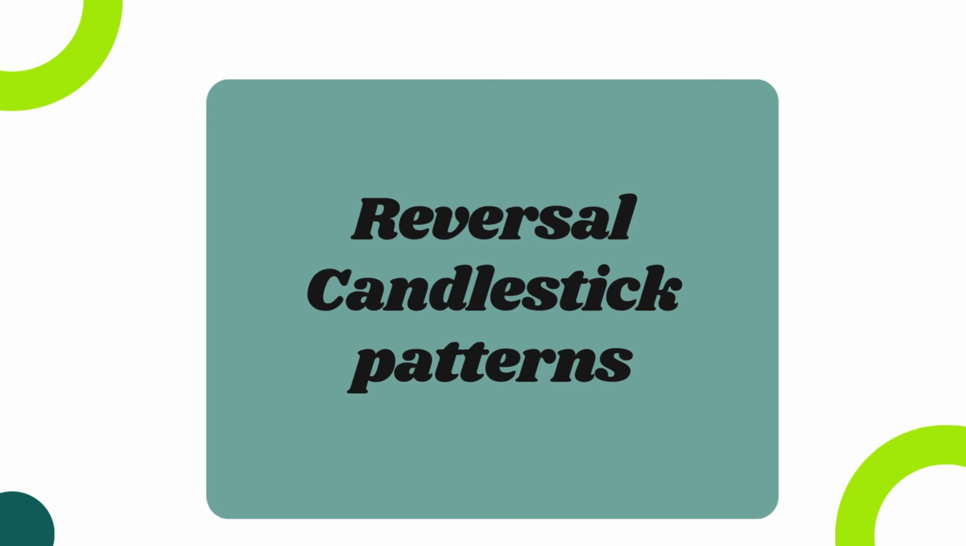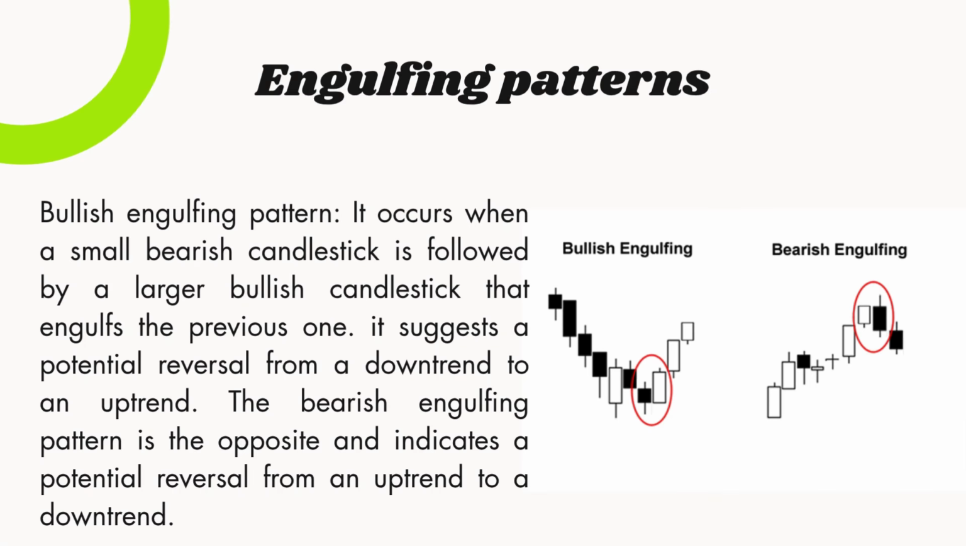Reversal candlestick patterns. Engulfing patterns. Bullish engulfing pattern. It occurs when a small bearish candlestick is followed by a larger bullish candlestick that engulfs the previous one. It suggests a potential reversal from a downtrend to an uptrend. The bearish engulfing pattern is the opposite and indicates a potential reversal from an uptrend to a downtrend.